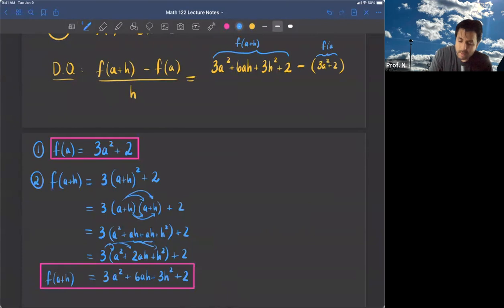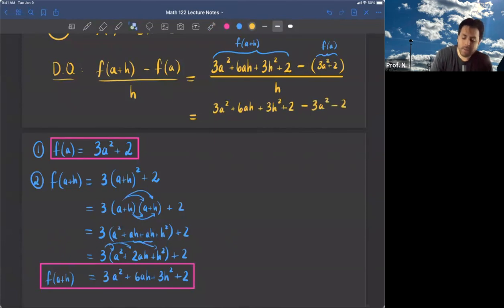That's f of a. And I'm dividing this all over h. And then now I'm going to distribute this negative that's in front of this polynomial. This is also known as a polynomial. So then the next step will be 3a squared plus 6ah plus 3h squared plus 2 minus 3a squared minus 2. And all of this is being divided by h.